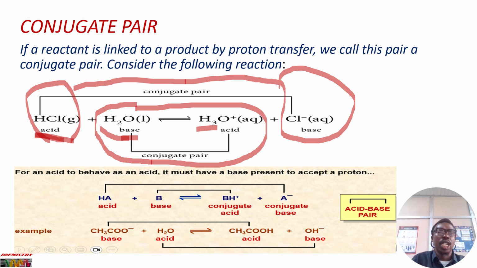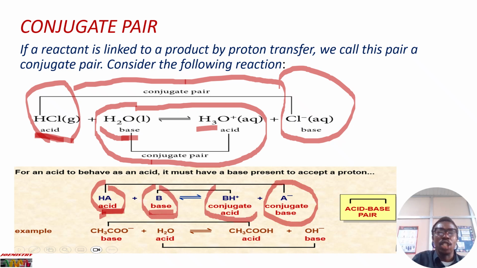So a conjugate pair occurs if a reactant is linked to a product by a proton transfer. For an acid to behave as an acid, it must have a base present to accept the proton. So this is the acid, and this is the base to accept the proton. This is the acid, and this is the conjugate base of this acid. This is the conjugate pair. And this is the base, and this is the conjugate acid.